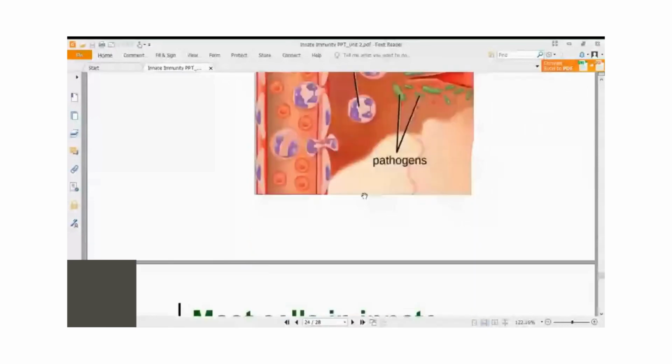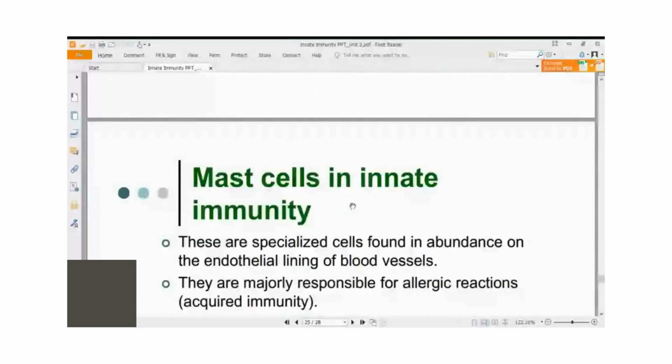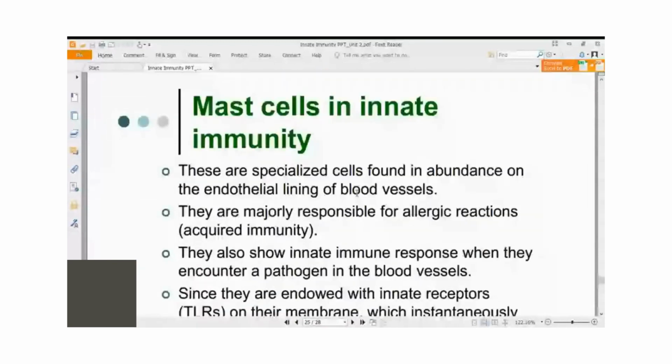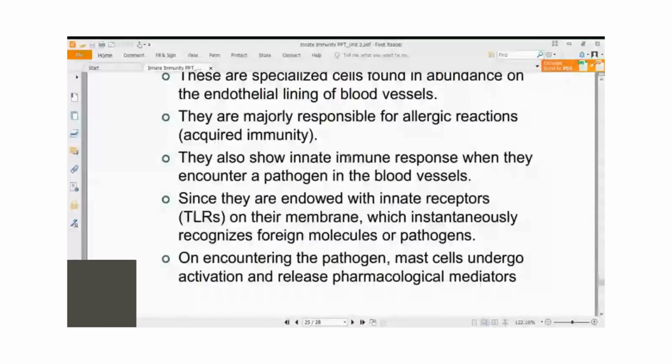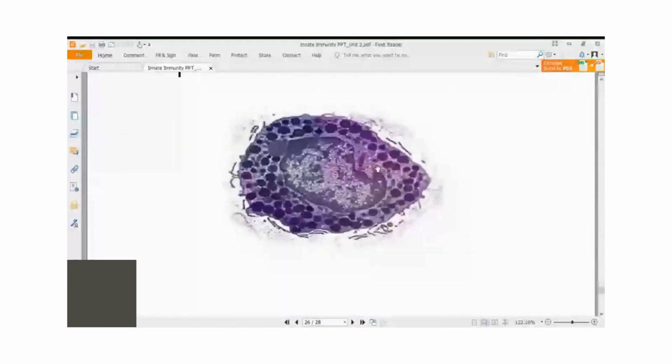Okay, then comes the mast cells. I kept referring to these cells earlier also. And what are these mast cells? They get their name from their histological architecture, mastalon. Mastalon in Greek means granules. You see the number of granules in its cytoplasm. A large number of stained granules are there in the cytoplasm. That is the characteristic of mast cells.